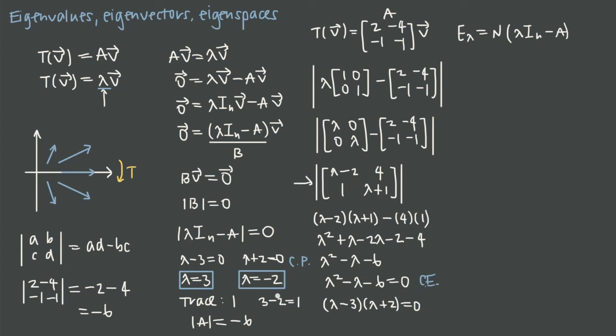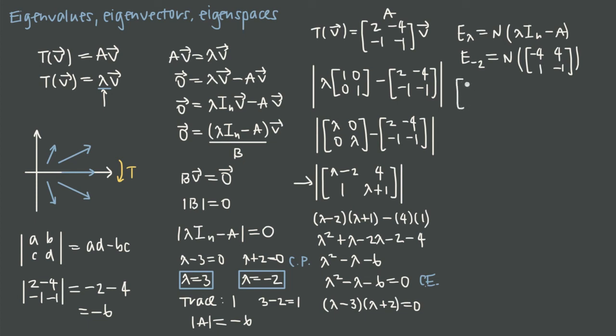So we're saying that the eigenspace for the eigenvalue lambda equals negative 2 is the null space of this matrix when we plug in lambda equals negative 2. So we'll get negative 2 minus 2, that's a negative 4. So negative 4, and then we have 4, 1, and then negative 2 plus 1, that's a negative 1. Now in order to find the null space of this matrix, we can just go ahead and augment it with the 0 vector and then put it into reduced row echelon form.